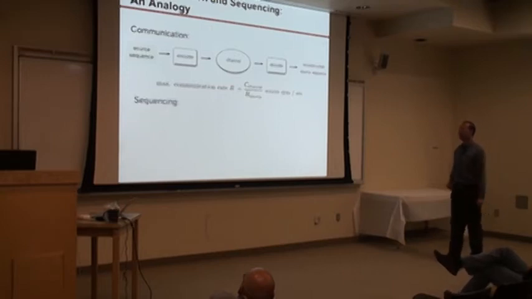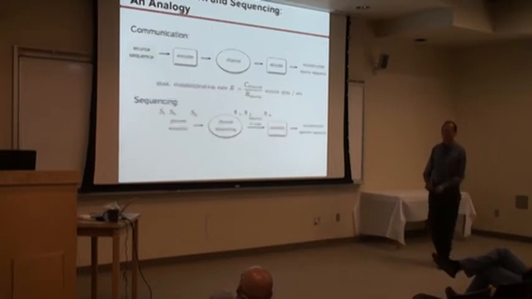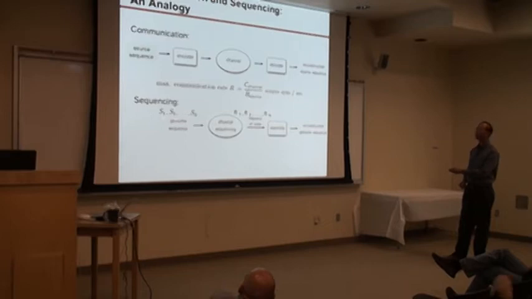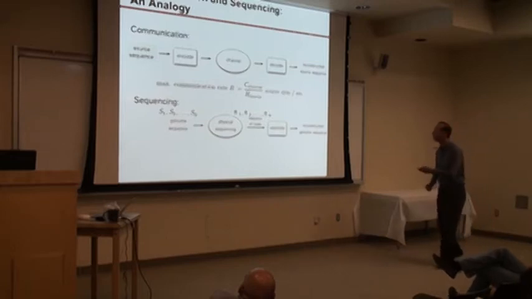Okay. Sequencing has a figure one as well. So this is the figure one of sequencing. We have the genome sequence, which we try to figure out. So think of this as the source, the data source. I have a physical sequencing process. Different companies have different sequencing processes. I don't care. I think of it as a channel. Everybody has a different channel.